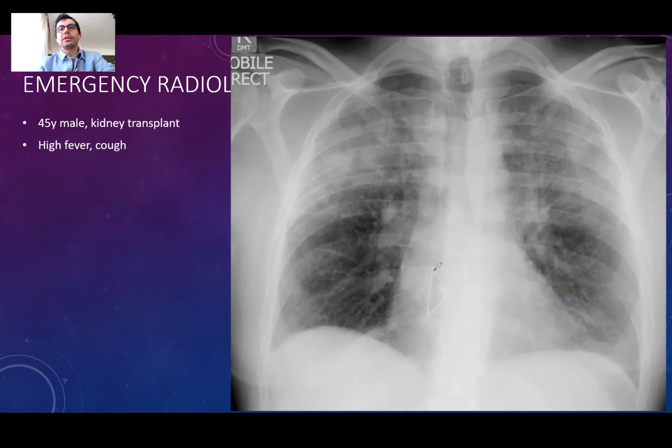By the way, I'm seeing metallic densities here, right? Do you know what this is? This is metallic sutures, which is the suturing of the sternum. They do this after cardiac bypass operations. So the patient has had a bypass operation, we can see it from here, and the heart is bigger, so probably there are some cardiac problems. But rather than that, the situation in the lungs is more important.